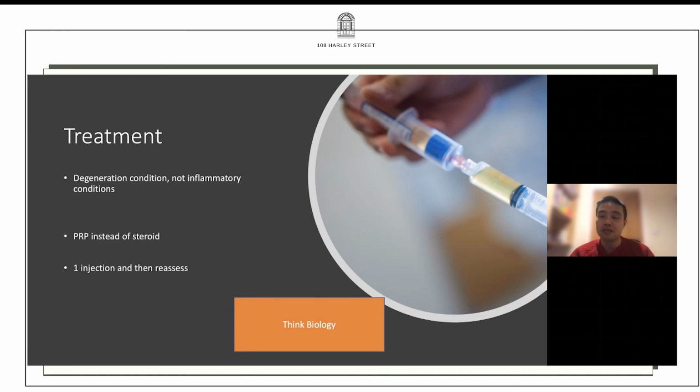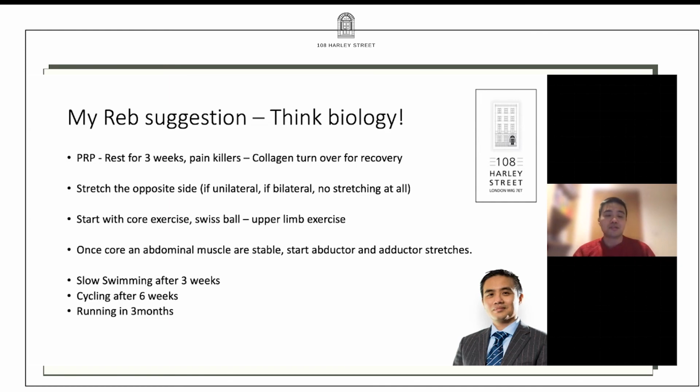So I tend to use PRP instead of steroid because I want to reintroduce the biology into the body. Now, you might hear some people say that for PRP injection, you need 3 injections, or 5 injections. I don't buy that either, because I think we should think about how the biology works instead of just being monetary, giving somebody 3 injections and somebody else 5 injections. So this is my regime, that's how we treat them.